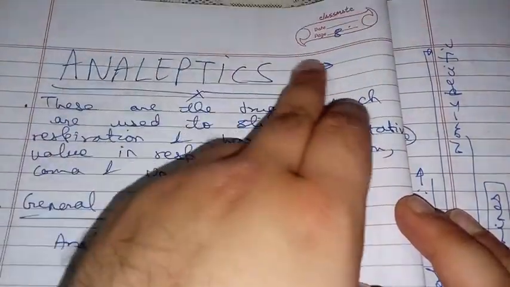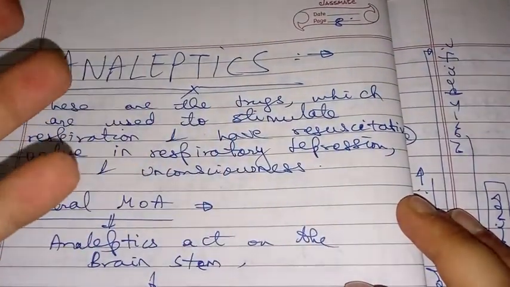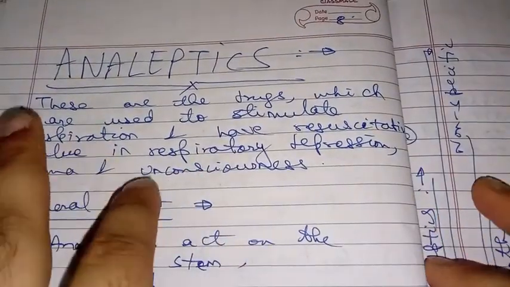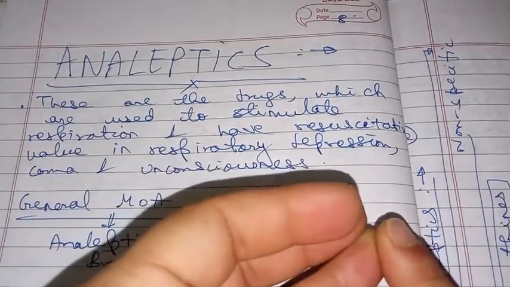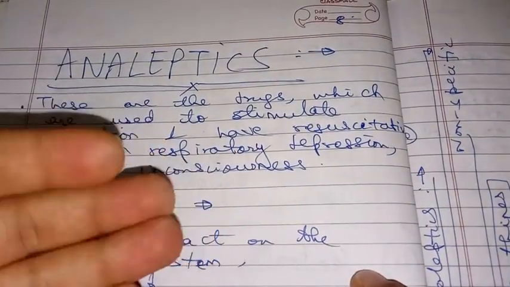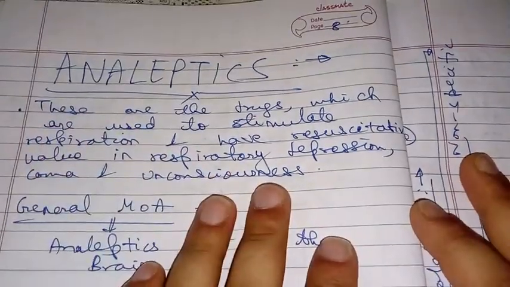The term analeptic is derived from a Greek word, analeptikos, which means resuscitative. So these are drugs which are used to stimulate respiration. If there is any case of respiratory depression, any case of coma, or any case of unconsciousness, in these three cases these drugs are used to stimulate respiration so that the animal can be resuscitated.